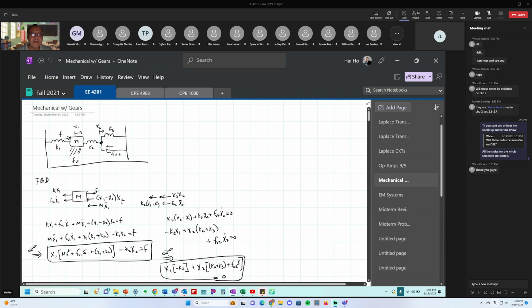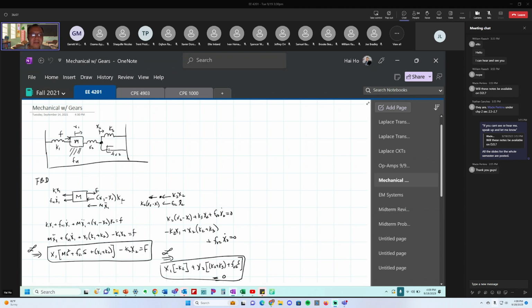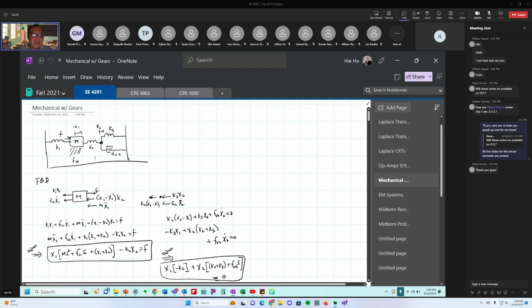Okay? If you use the second assumption where x2 moves more than x1, meaning the spring is going to be stretched, and x2 minus x1 is going to be some positive number, then this force becomes x2 minus x1 times K2, but the direction is going to be to the right because the spring is stretched. And as you can see, that is exactly the same as this here, except the directions are different, which is just a difference in sign.